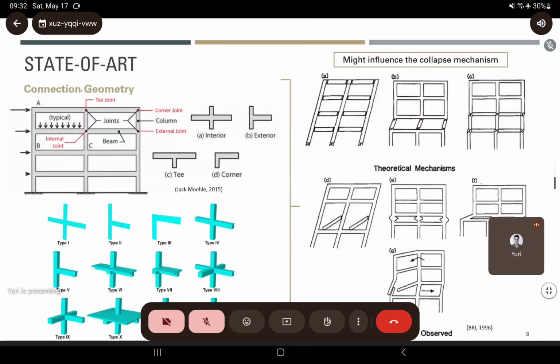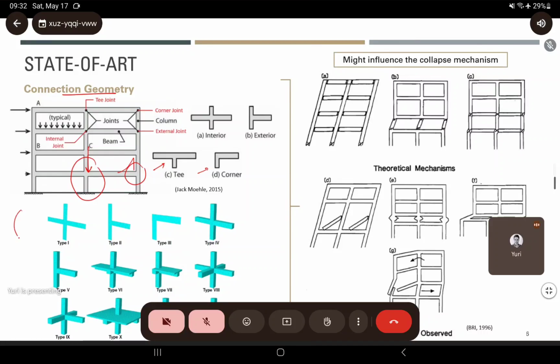And speaking about connection geometry, we have pretty much internal joints and external joints. External joints might be divided in T and corner joints. The difference between those is that internal joints usually have more axial load and lesser flexural moment. On the other hand, external joints have lesser axial load and more flexural moment.